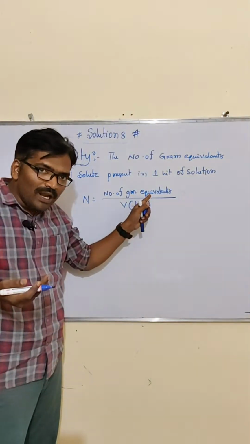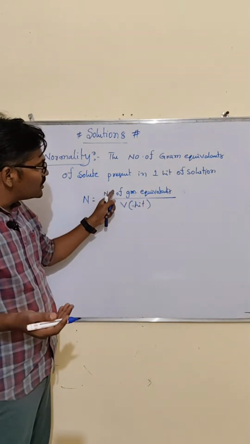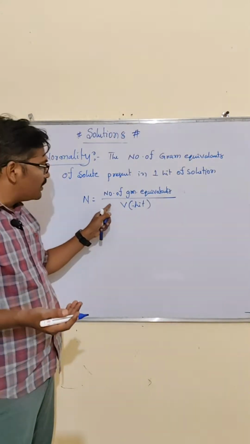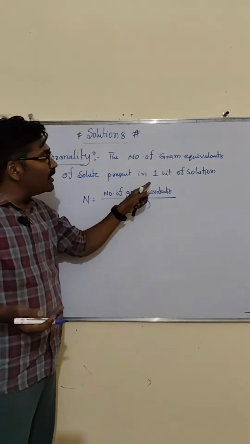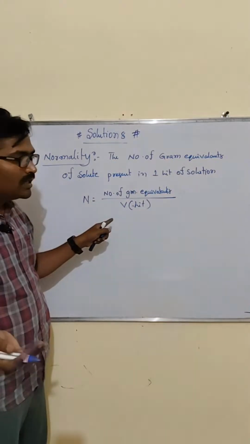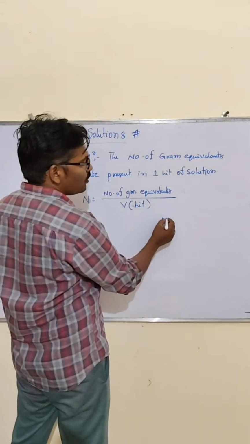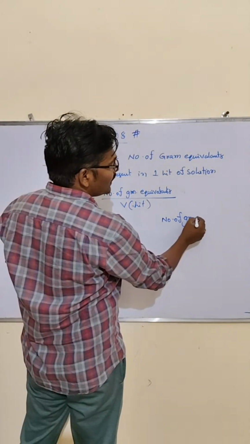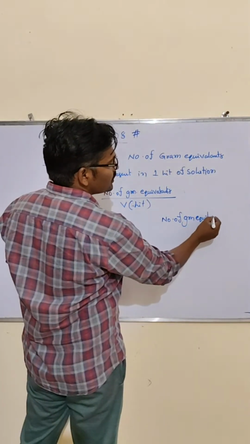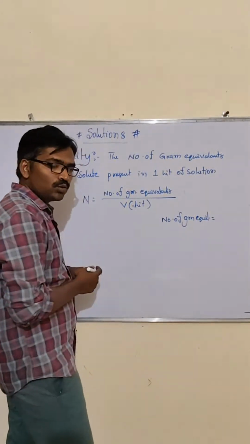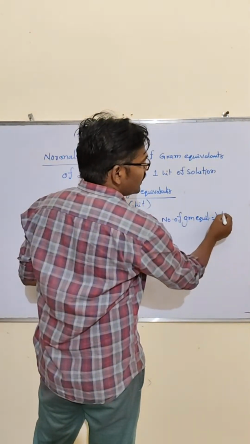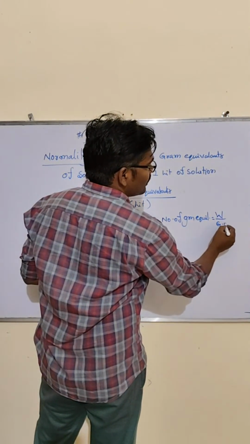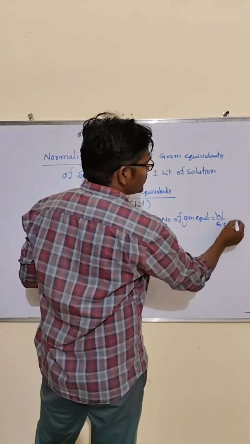In molarity we calculated the number of moles divided by volume in liters. But for normality, it is the number of gram equivalents divided by volume in liters. So what is the number of gram equivalents? The gram equivalents formula is given weight divided by gram equivalent weight.